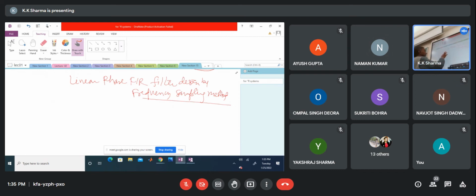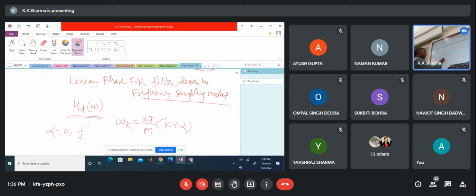So given my HD omega, I will not give this complete HD omega. I will only give the samples of this HD omega at omega k equal to 2 pi by m into k plus alpha, where alpha is a constant. It is either 0 or 1.